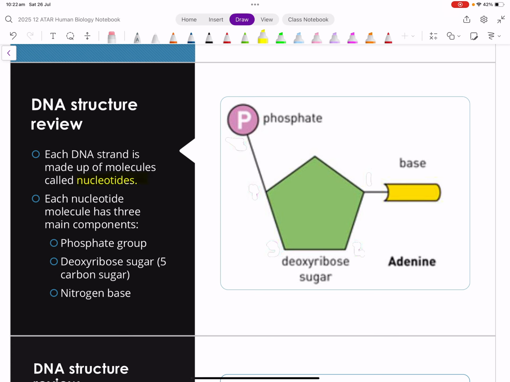We also know that each nucleotide is made up of three key components, the first being a phosphate group. We can see that in our diagram in pink. Secondly, we have a deoxyribose sugar, a 5-carbon sugar, and again we can see that in green on the diagram. Finally, represented in yellow, we have a nitrogenous base, and in this instance we have adenine. However, there are four nitrogenous bases: adenine, thymine, guanine, and cytosine.